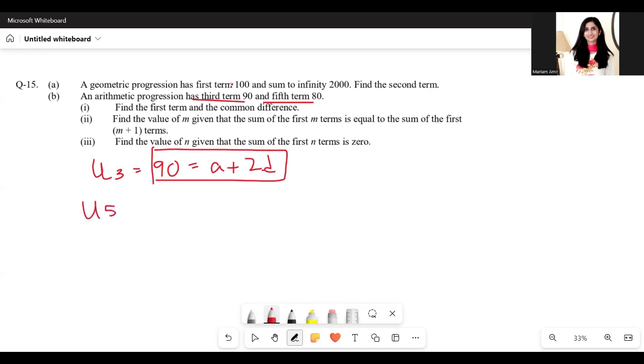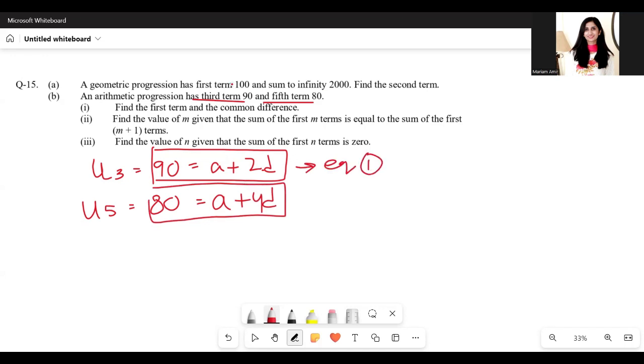And for the fifth term, the answer is 80. The right-hand side, the formula for the fifth term, is A plus D times 5 minus 1. So 5 minus 1 is 4, so it's A plus 4D. This is the second equation. You're going to solve these either using the elimination method or substitution method, and you'll get A and D. I'm writing down the answers. A comes out to be 100, and D comes out to be minus 5. Okay, so B1 is done.